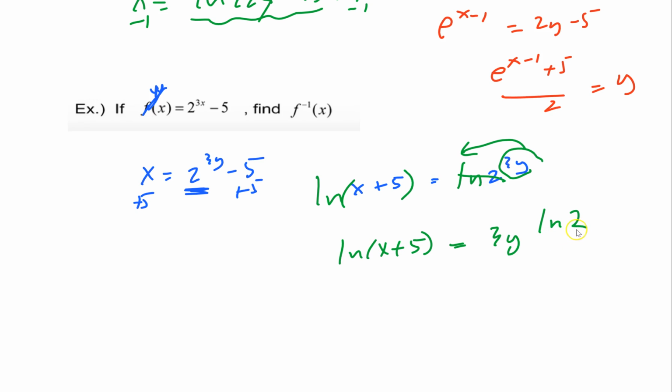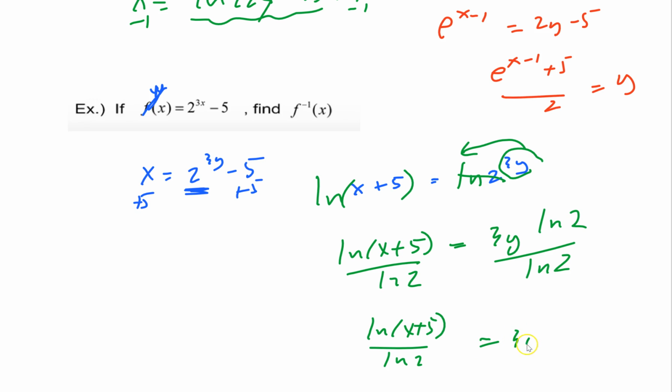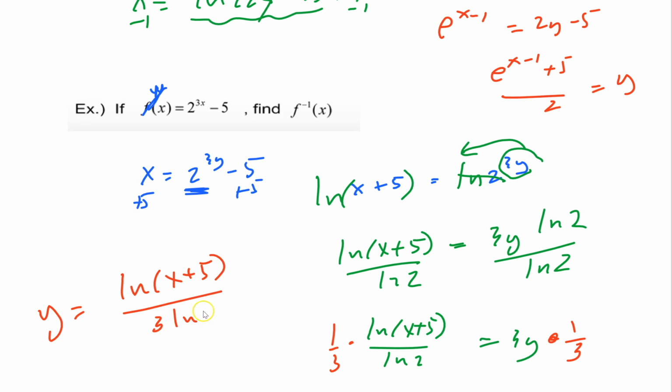So now what we do is divide by natural log of 2. I get natural log of x plus 5 over natural log of 2 equals 3y. I could also divide by 3, but I decided to take it slow because people freak out. And then here, just multiply by 1/3. And you get y equals natural log of x plus 5 over 3 natural log of 2.